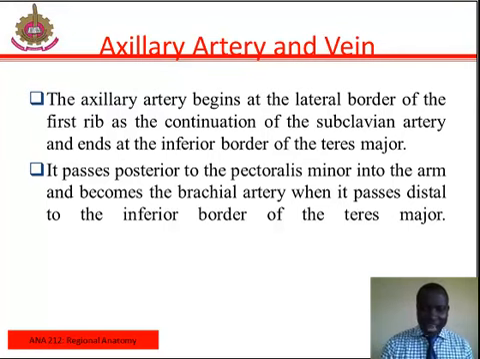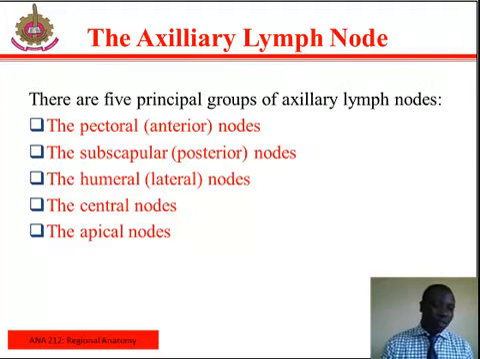The axillary vein ends at the lateral border of the first rib, where it becomes the subclavian vein. The veins of the axilla are more abundant than the arteries and are highly variable and frequently anastomose.